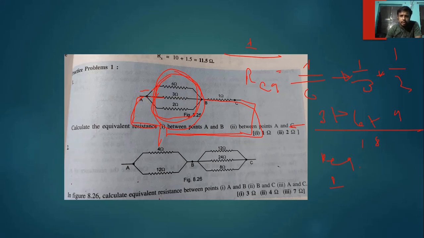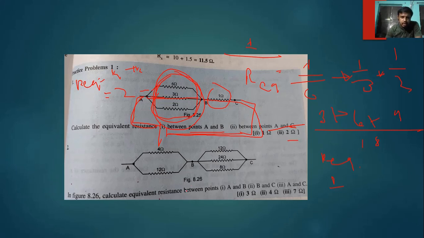What is the question? The equivalent resistance between A and B. So A and B would be 1 and B and C is 1. As 1 and 1 would be in series, in series R equivalent is the simple addition of R1 plus R2, which would be 2. So the equivalent resistance between points A and B is 1, and between points A and C is 1 plus 1, that will be 2.